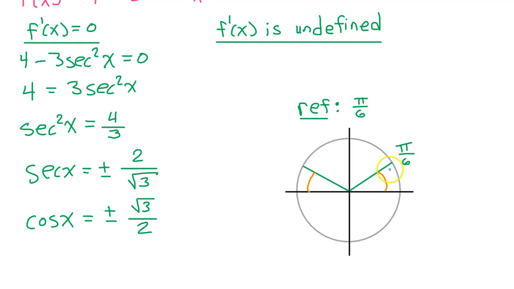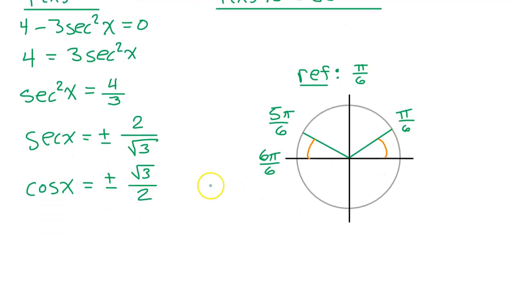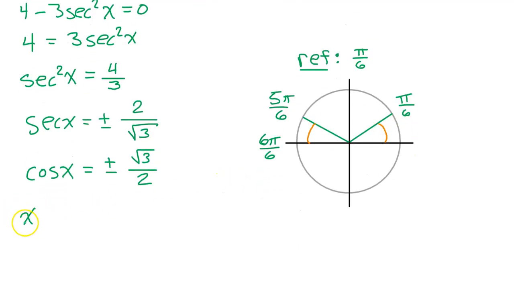The angle in the first quadrant is the reference angle itself, so that's pi over 6. What about this angle right here? We can think of pi as 6 pi over 6. So this angle right here is pi over 6 less. That's 5 pi over 6. So these are the two solutions, and those are two critical values. X equals pi over 6 and x equals 5 pi over 6.